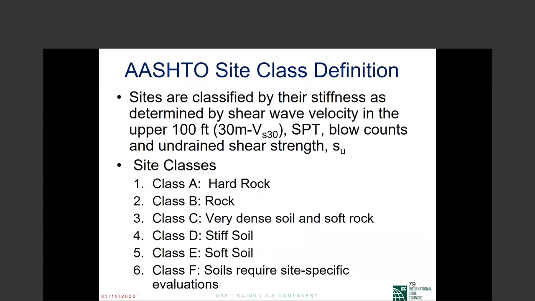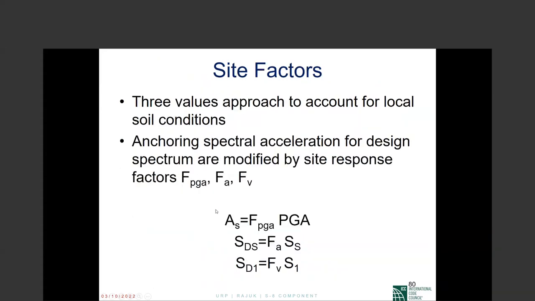So these are the site classes we have from A to F. And once you are in F, you want to hire a geotechnical engineer to help you with that site. And most of the time, we actually use between C and D, and that will give you the values to be able to account for the site factor.